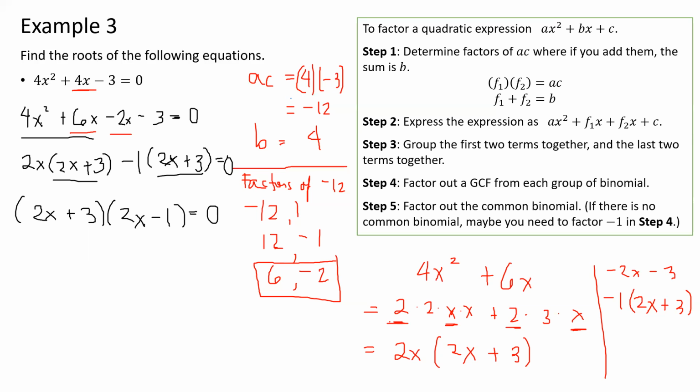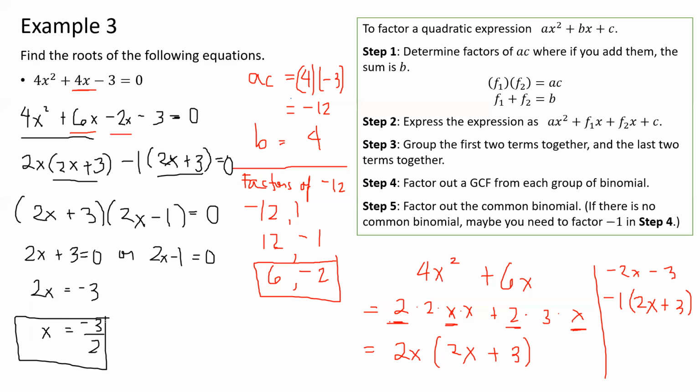But now we want to determine the roots of the equation. So again, we just equate each factor to 0. So 2x plus 3 is equal to 0, right? Or 2x minus 1 equals 0. We first determine the value of x in this first equation. 2x plus 3 is equal to 0. So we have 2x is equal to negative 3. And divide both sides by 2. We have x is equal to negative 3 over 2. And this is one root for our equation.